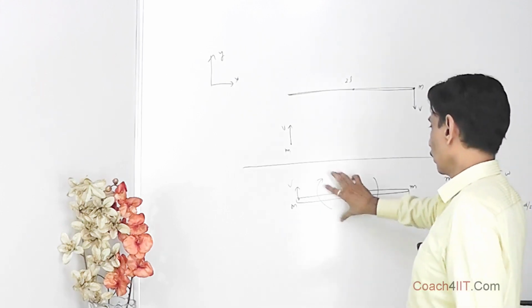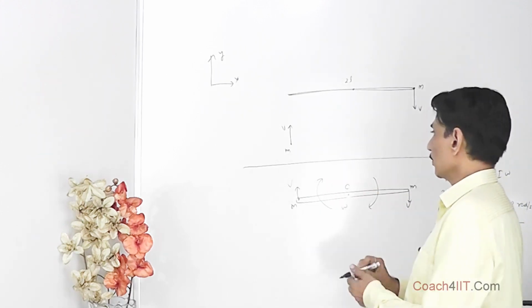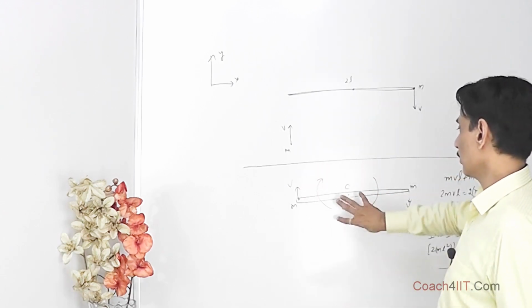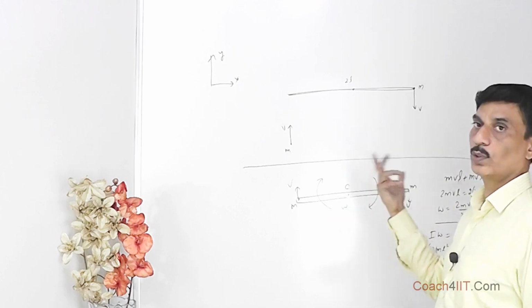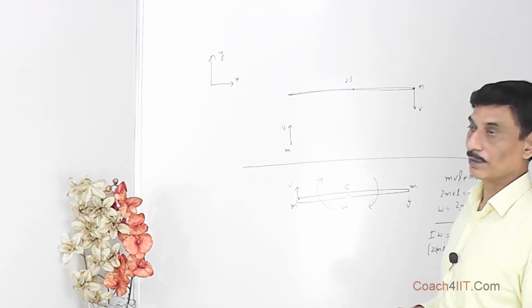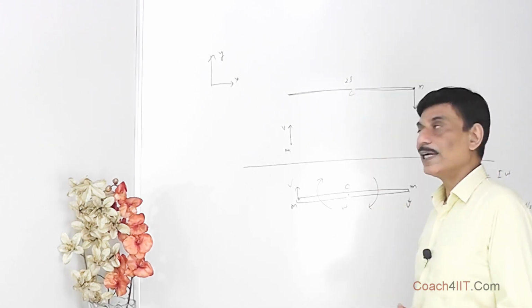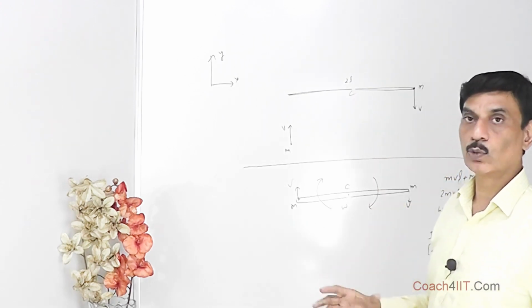So the whole thing will rotate with angular velocity omega. This has a tendency to rotate this way, and this also has a tendency to rotate this way. So both of them have a tendency to rotate this way. Now comes angular momentum. About this point C, the angular momentum is also conserved. It means I1 omega 1 is equal to I2 omega 2.